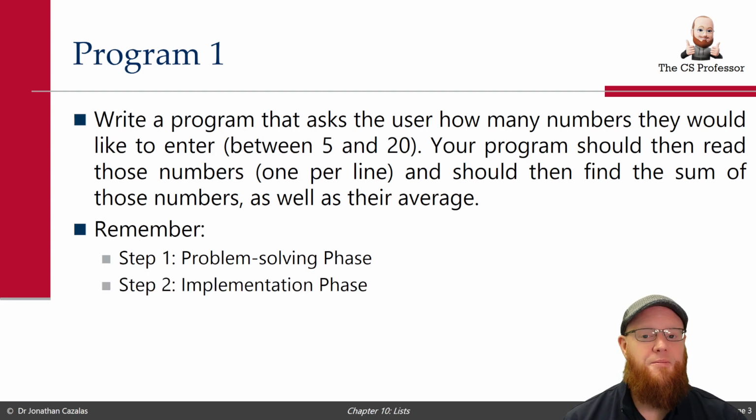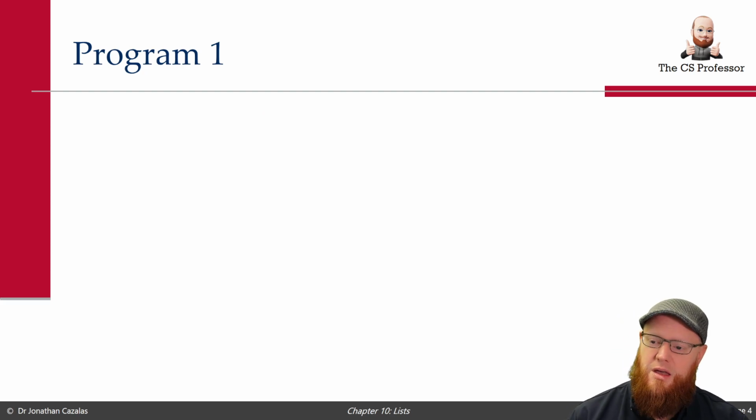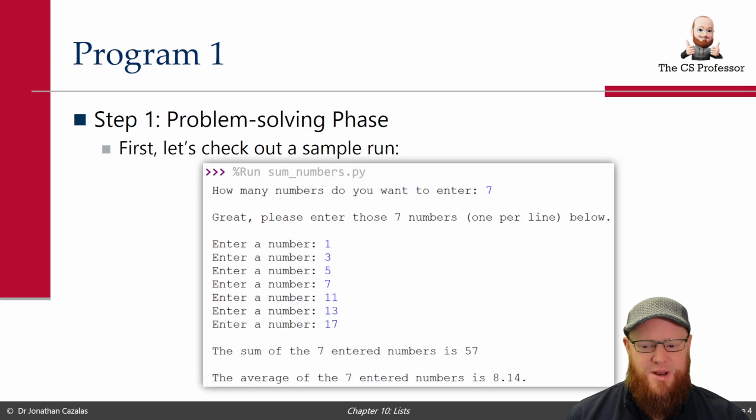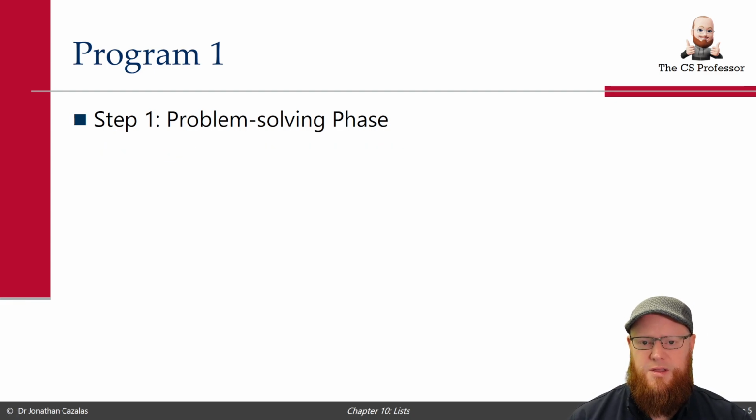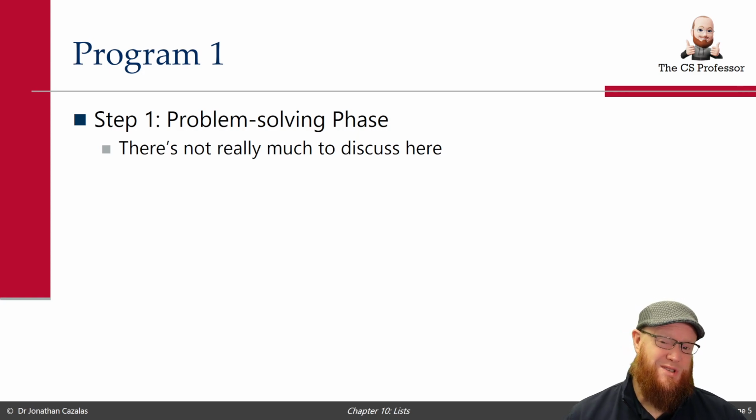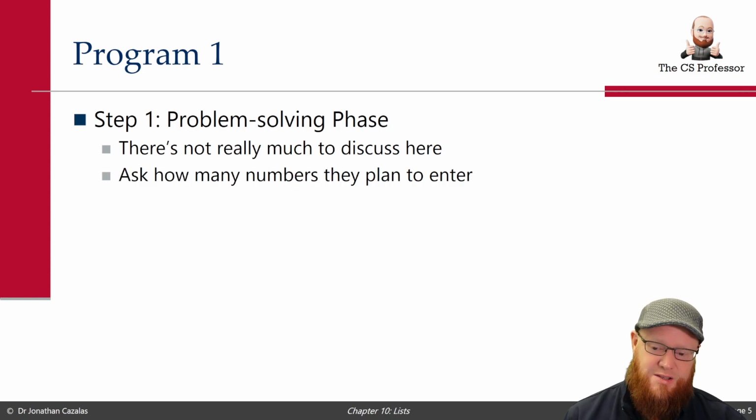As always, we're going to take a look at the problem solving phase and the implementation phase here. But a sample run of the program, as you know, is our starting point. We see here, we ask how many numbers do you want to enter? Let's say they enter 7. Great, please enter those 7 numbers, one per line below, and we read in all of those numbers. I'm going to come back to the sample, but first let's think more about this problem solving phase, which is not much to discuss, but let's still look at it.